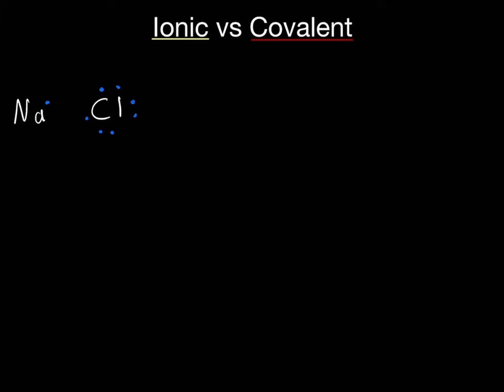What happens in this situation is that sodium is going to donate an electron to chlorine. And as a result of losing an electron, sodium is going to become a positively charged cation. Any charged particle is going to be called an ion, and a positively charged particle is going to be called a cation. Chlorine, as a result of gaining 1 extra electron, is going to be a negatively charged anion. So negative ions are going to be called anions.